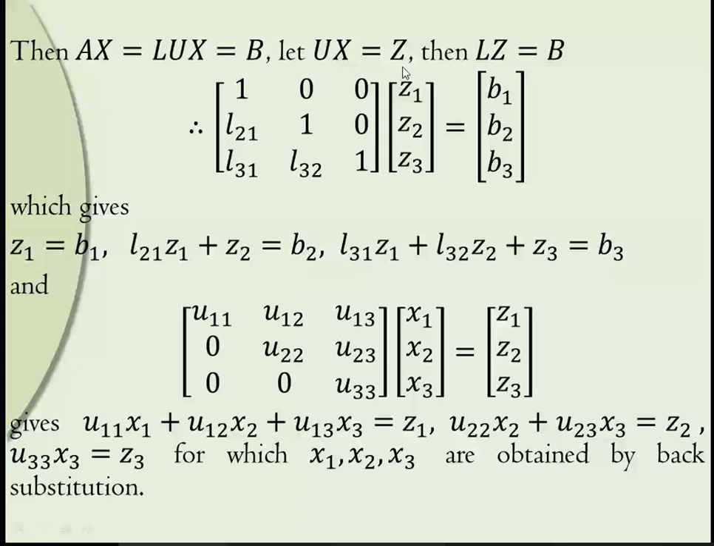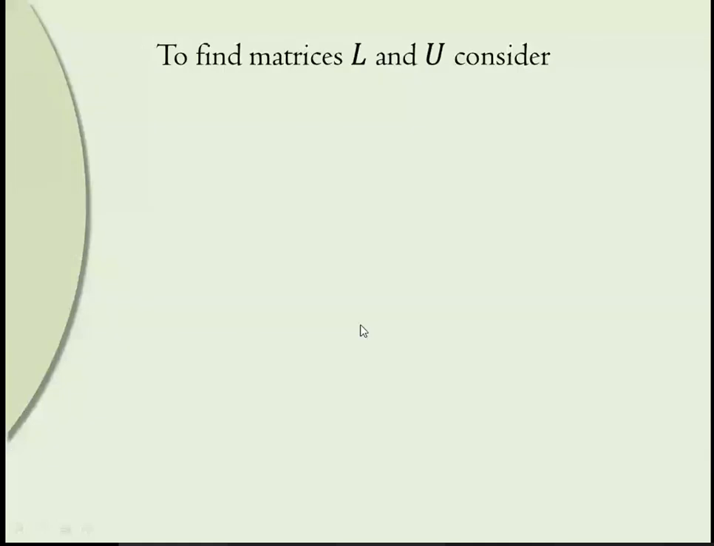Okay. Now how to get this L and U? Because we know only A. How to get this L21, L32, all these elements? So for that, we have to consider the matrix A as product of those two matrices. And we know how to take the product of two matrices. Making use of that, we can get the values of all these matrices L and U. And using L and U, we can find first Z, and using Z, we can find X terms.